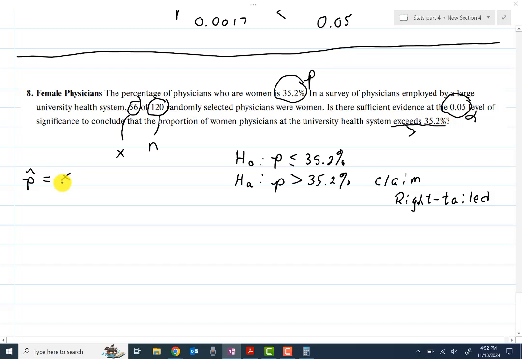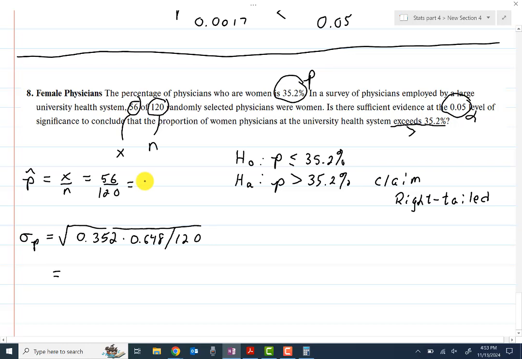My p hat, that's x over n. So that's 56 divided by 120. My sigma sub p, that equals the square root of 0.352 times 1 minus 0.352, which is 0.648, divided by 120 in the sample. 0.4667, 0.0436. Picture of the situation.